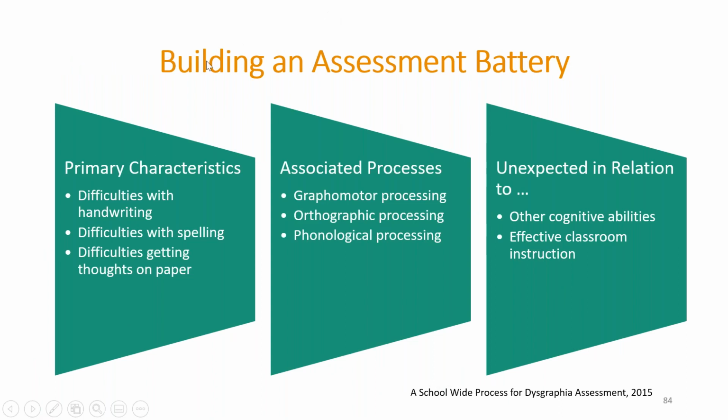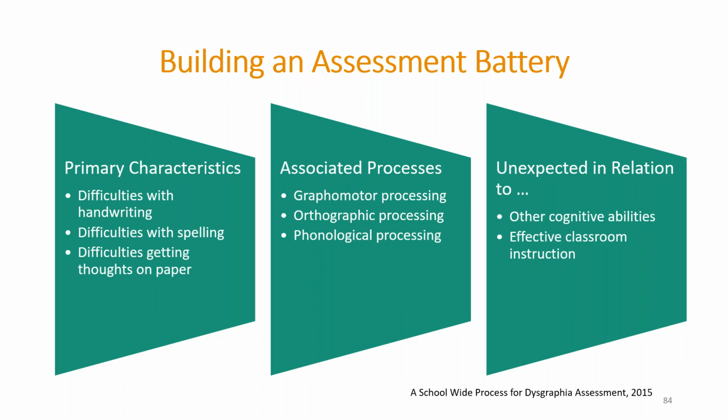So when we're building an assessment battery for dysgraphia, we want to follow a process very similar to what you do with dyslexia. You've got primary characteristics, you've got associated processes, and then you have unexpected performance in relation to other areas. So when we're looking at dysgraphia, the primary characteristics are difficulties with handwriting, difficulties with spelling, and difficulties getting thoughts on paper.